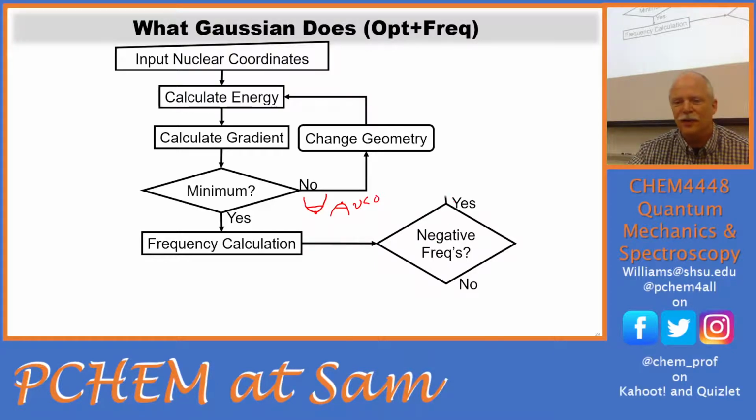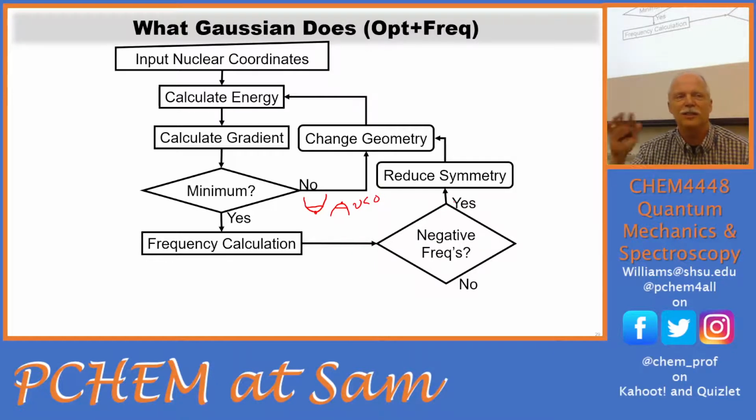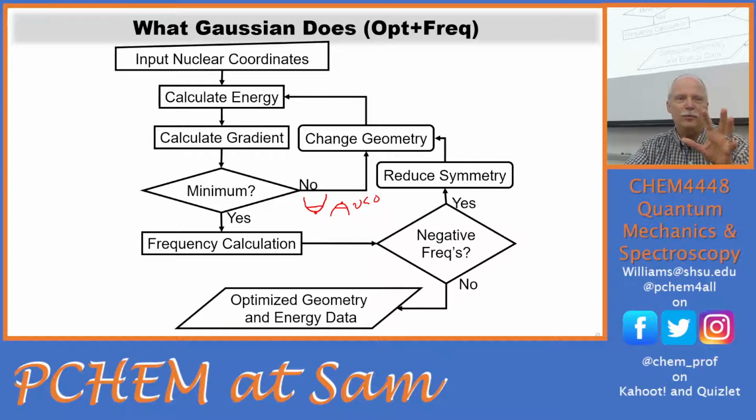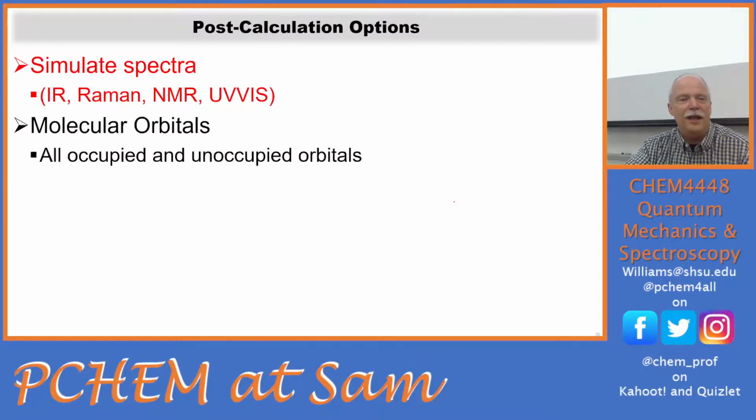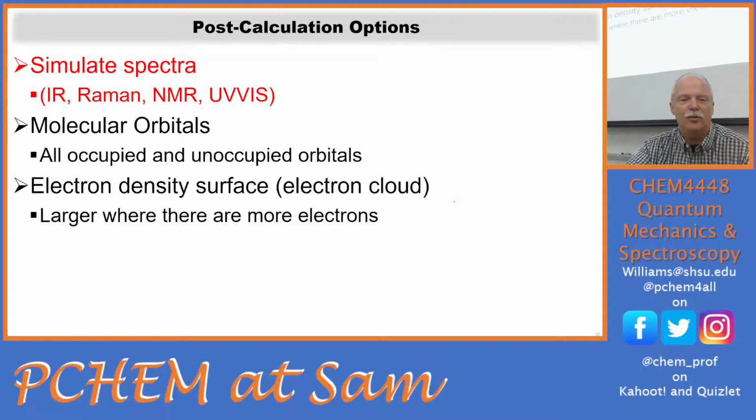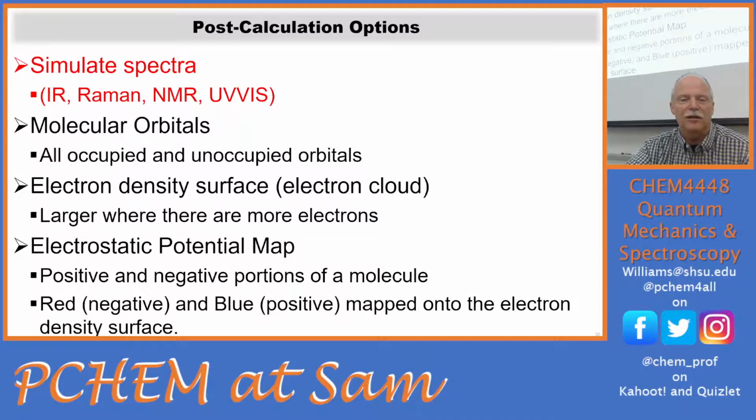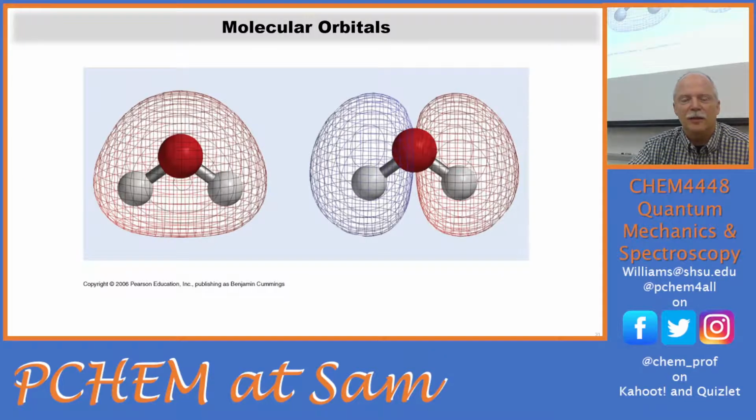And so if we have some of those, we need to reduce the symmetry of the molecule and start over with our geometry optimization. And then if we get all the way down and we have no negative frequencies, then we're at least at a local minimum. We may be at the global minimum. And so we have that optimized geometry and energy data. And then with that, we can calculate the spectra, molecular orbitals, the electron cloud, electrostatic potential energy maps. I've got 1 minute, so let me just talk about those. We've seen these pictures. That's where those pictures come from.